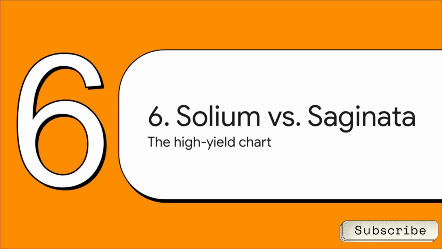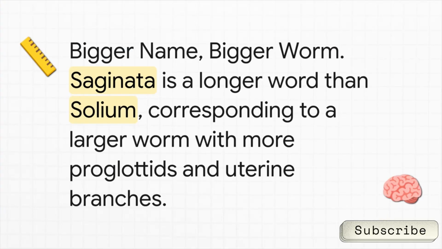And now for the climax of this whole explainer, the ultimate comparison chart. You're going to want to screenshot this, write it down, commit it to memory, because this is pure exam gold. But before we even dive into the table, here's a super simple trick to remember a lot of the key differences. Saginata is a longer name than Solium, right? Well, this corresponds to it being a bigger worm, with more segments and more uterine branches. Bigger name, bigger features. Simple as that.